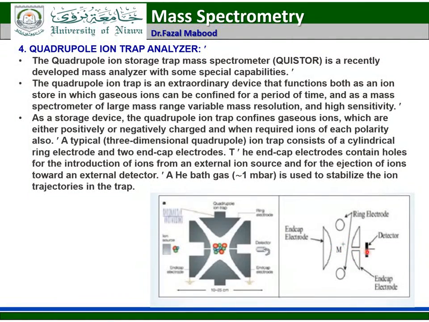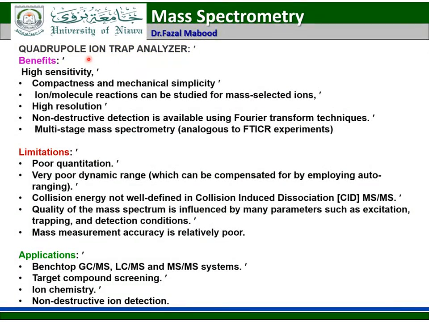Quadrupole ion trap analyzer benefits: high sensitivity, compactness, and mechanical simplicity. Ion-molecule reactions can be studied for mass-selected ions. High-resolution, non-destructive detection is available using Fourier transform techniques. Multi-stage mass spectrometry is possible. Limitations: poor quantitation, very poor dynamic range, and collision energy not well defined in collision-induced dissociation.